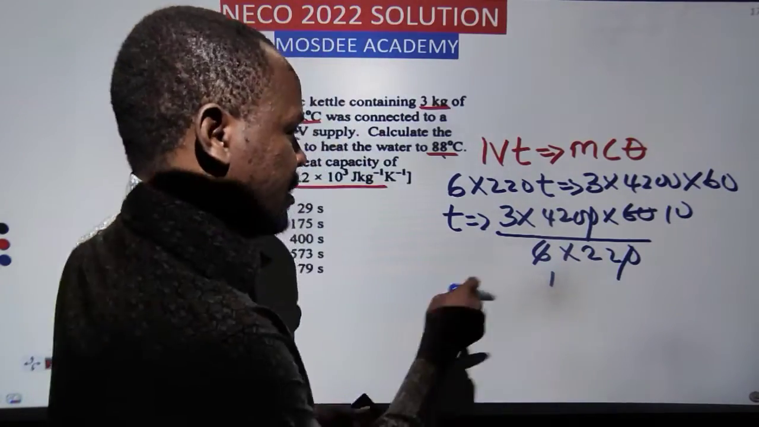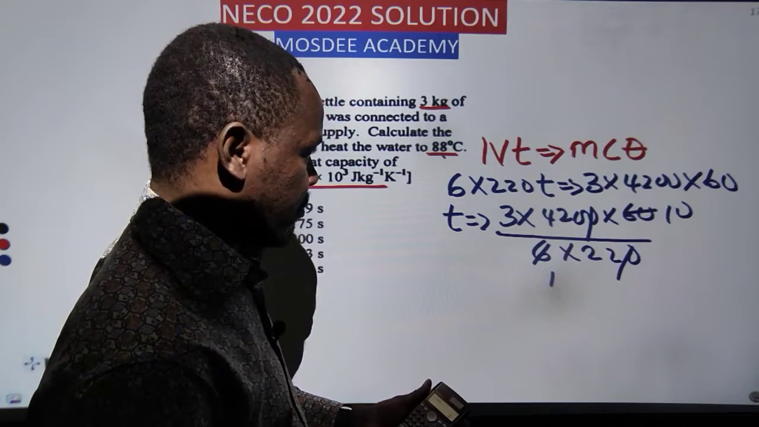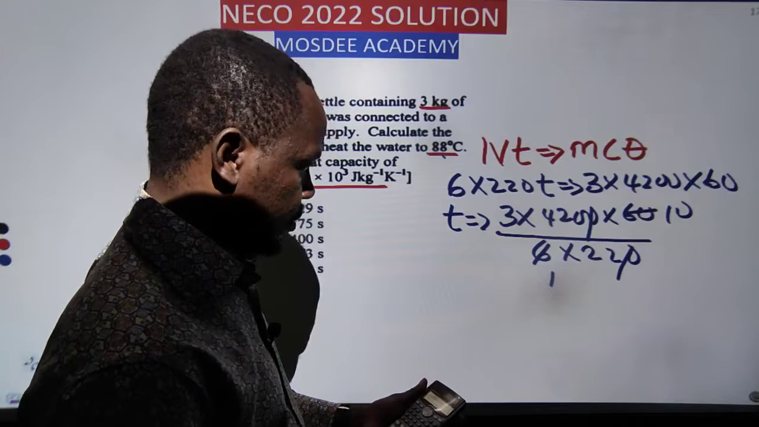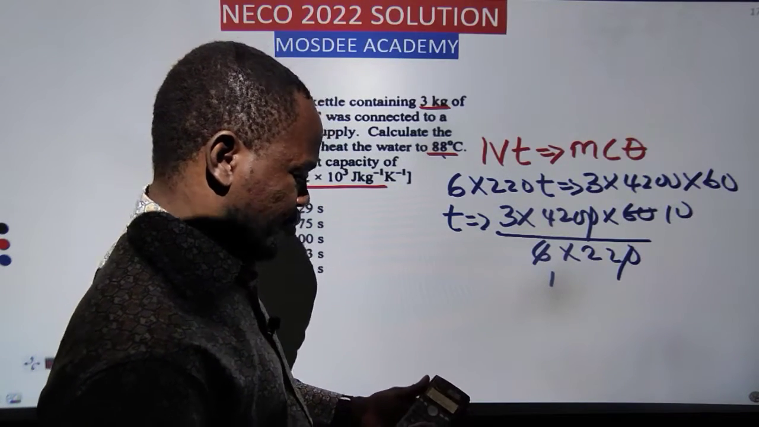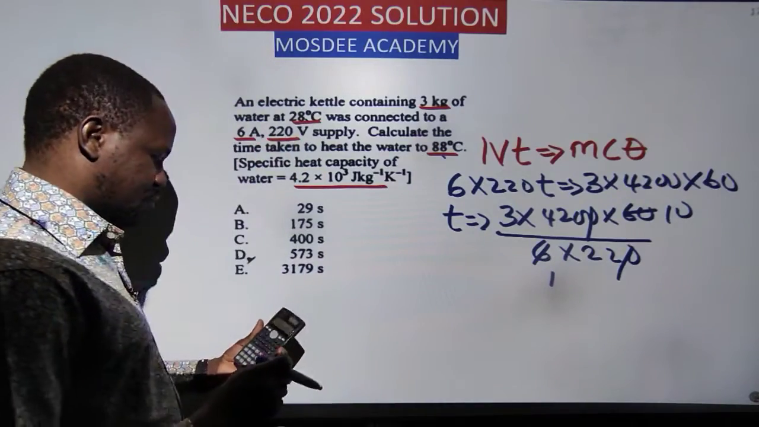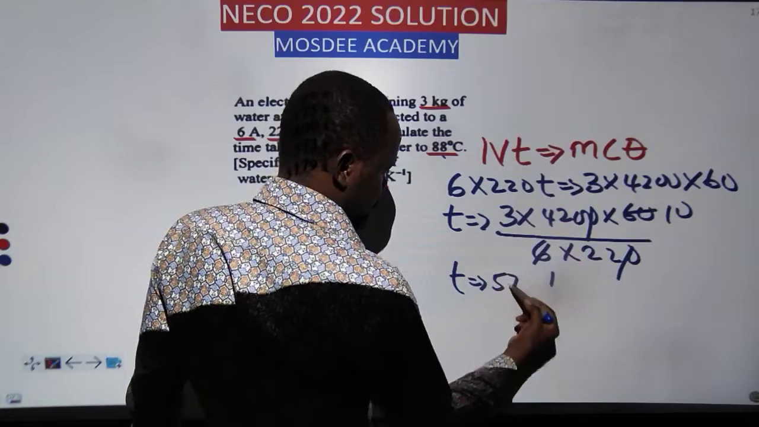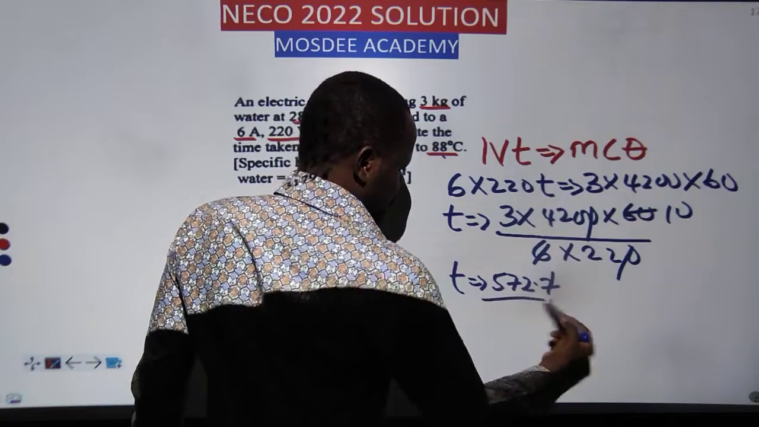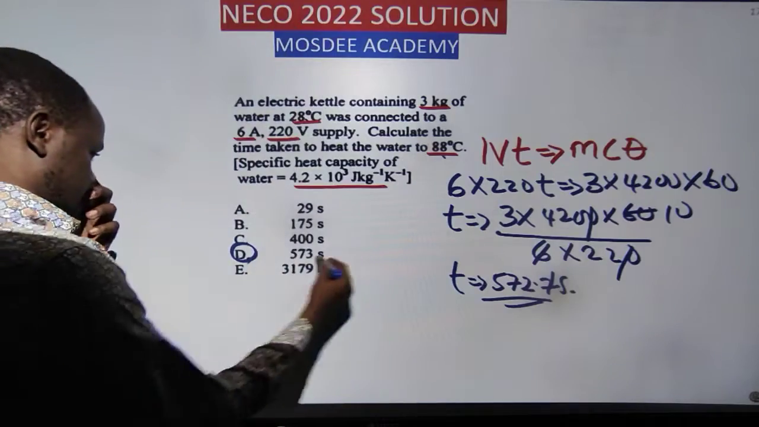That's 4,200 times 3 divided by 22. 572.7, something like that. I just hope the conversion will not put you in problem. It doesn't, so that's the answer to that.